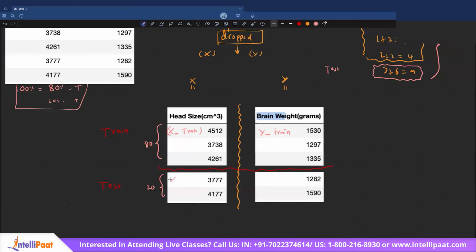What is this? This is X. Is this training or testing? This is testing. So this is X test. What is this? This is Y. This is Y test. Did you understand? What did you do? You divided your data into four separate parts: X train, X test, Y train, Y test.